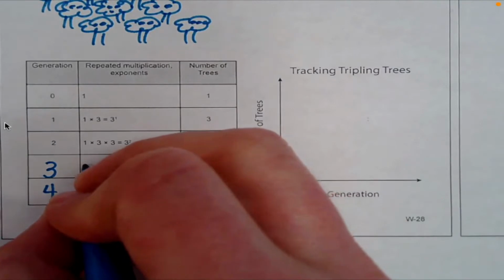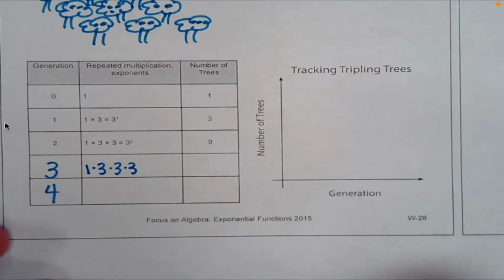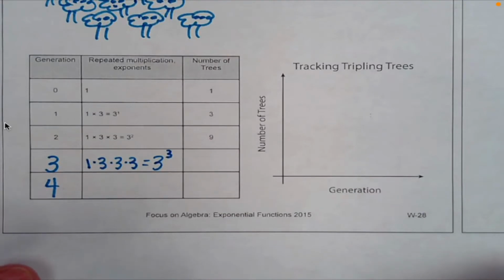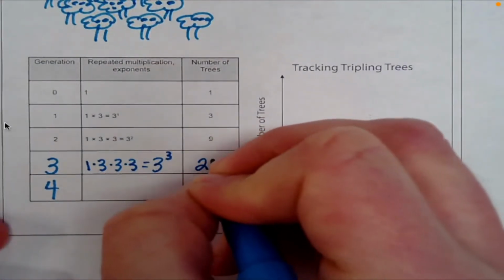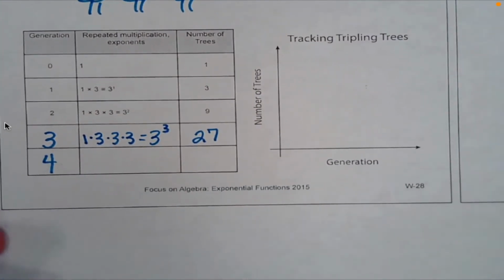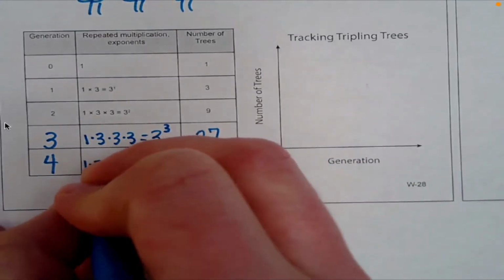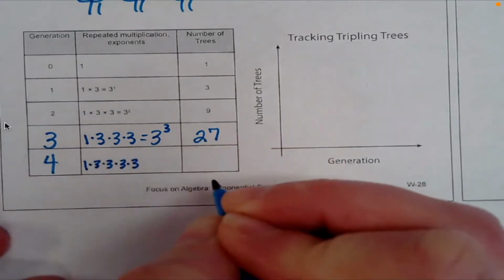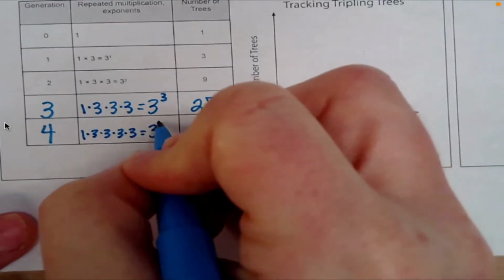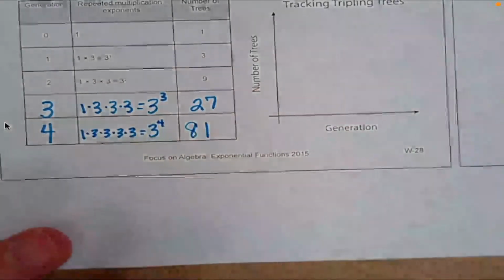The next one's going to be 1 times 3 times 3 times 3. 3 times itself 3 times. So that'll be 3 to the third power. And what does that equal? 27. Fourth generation. We're going to do that again. Our original 1, and then times 3 times 3 times 3 times 3. So how many 3s are being multiplied? 3 to the fourth power. And what does that equal? 81.